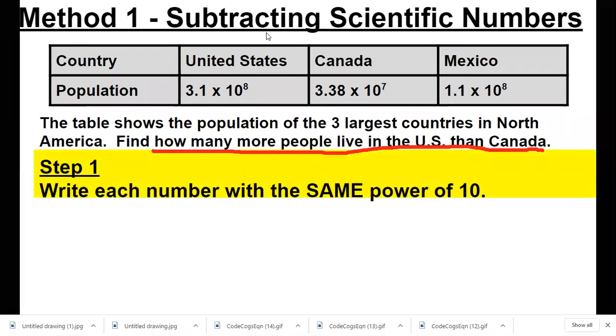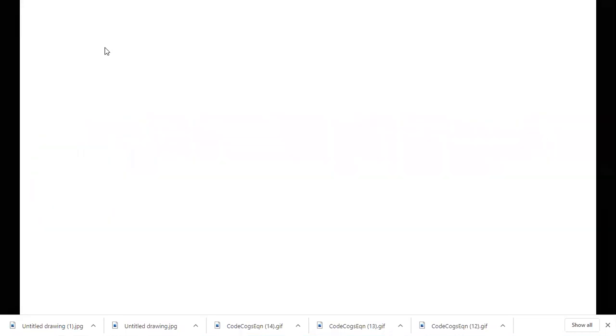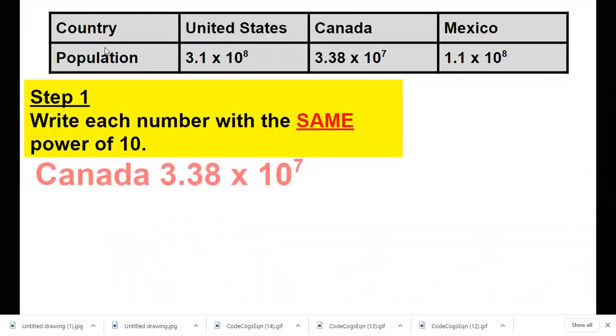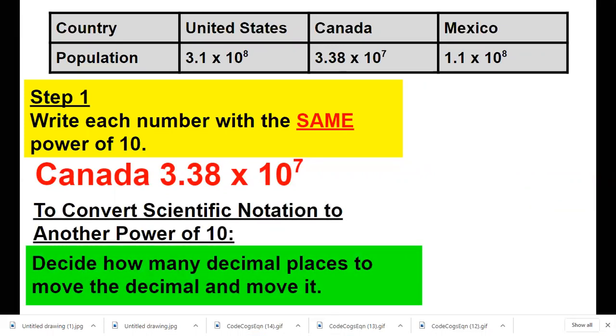First, we have to rewrite each number in the same power of 10. Again, I have a 10 to the 8th and a 10 to the 7th. I'm going to increase my 10 to the 7th because then I know I move my decimal to the left one and I don't get confused. Convert Canada's power to 10 to the 8th. How do we do that? I showed you in previous slides. Move the decimal 1 to the left, and then we increase the power to 10 to the 8th.